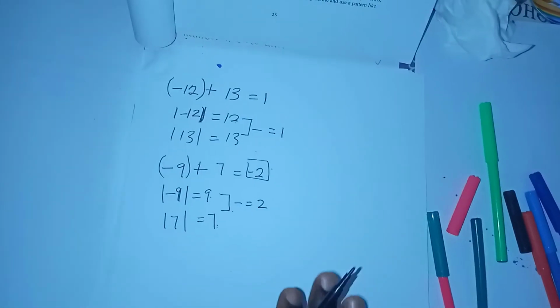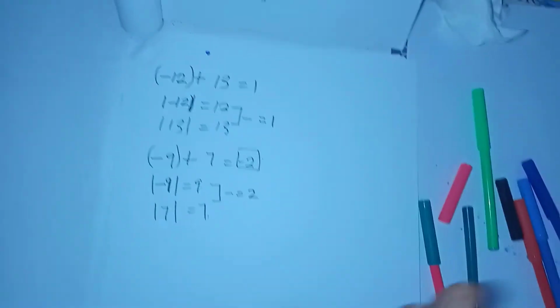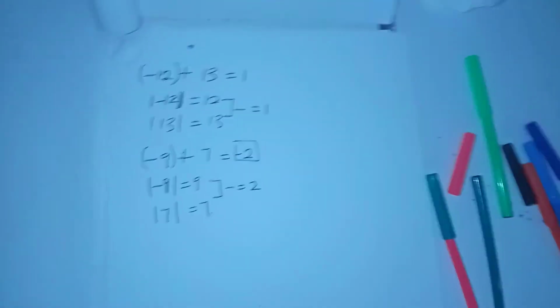So, find the absolute values of the two numbers, subtract the smaller one from the bigger one, and give the answer the sign of the number with the biggest absolute value.